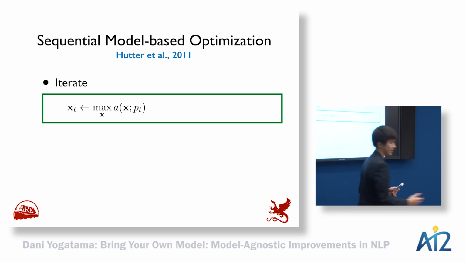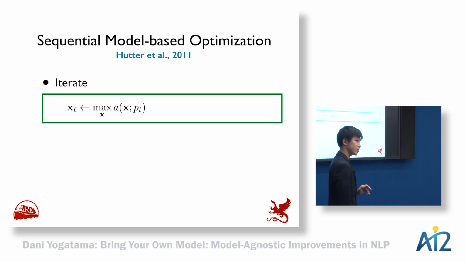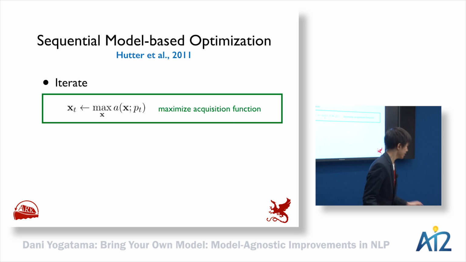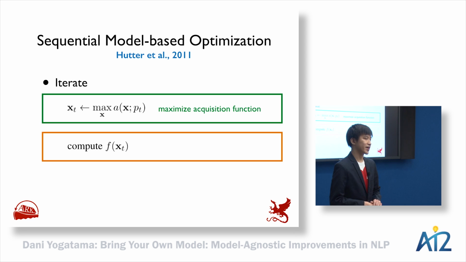The Bayesian optimization algorithm is actually very simple. It consists of 3 main steps. The first step is basically, given the current probabilistic model p of t, we maximize the acquisition function. Let's say for now assume that this can be done easily. And then we get x of t. In the second step, we're going to compute f of x t. This is the step that's expensive for us.